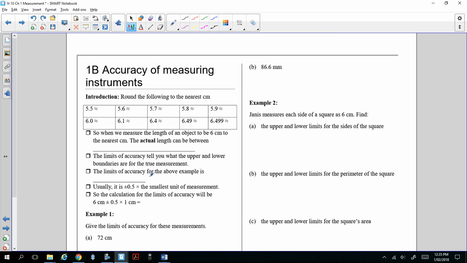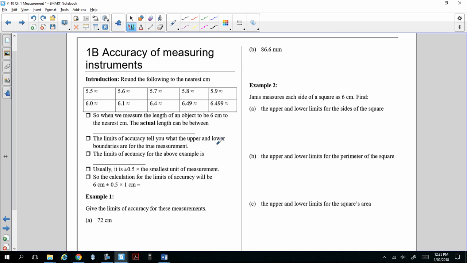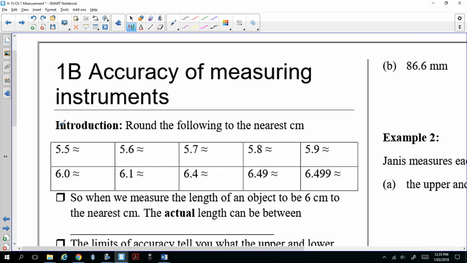1B, accuracy of measuring instruments. All right, hopefully you're all ready. Okay, let's make this big. All right, turn around. Okay, accuracy of measuring instruments.